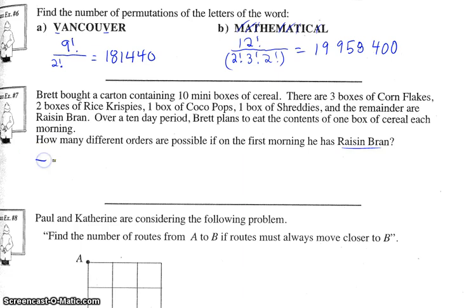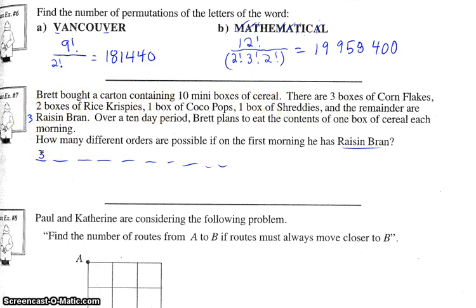So let's fall back to the fundamental counting principle for a minute here. So pretend we have like 10 blanks here. On the first morning he has to have Raisin Bran. And they didn't tell us directly how many there are, so let's add these up. 3, 2, that's 5, 6, 7, so the remainder are 3 Raisin Bran.